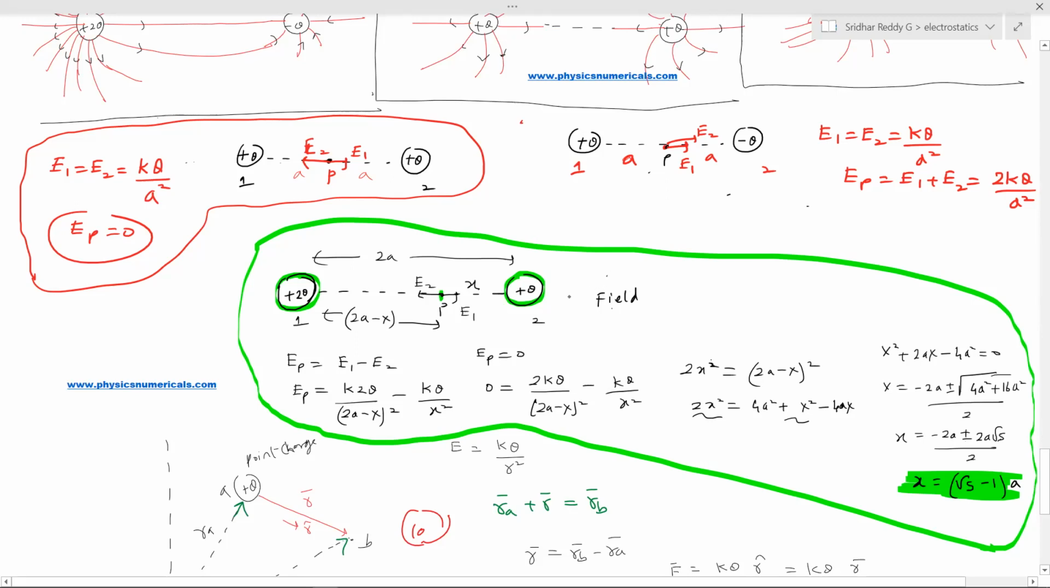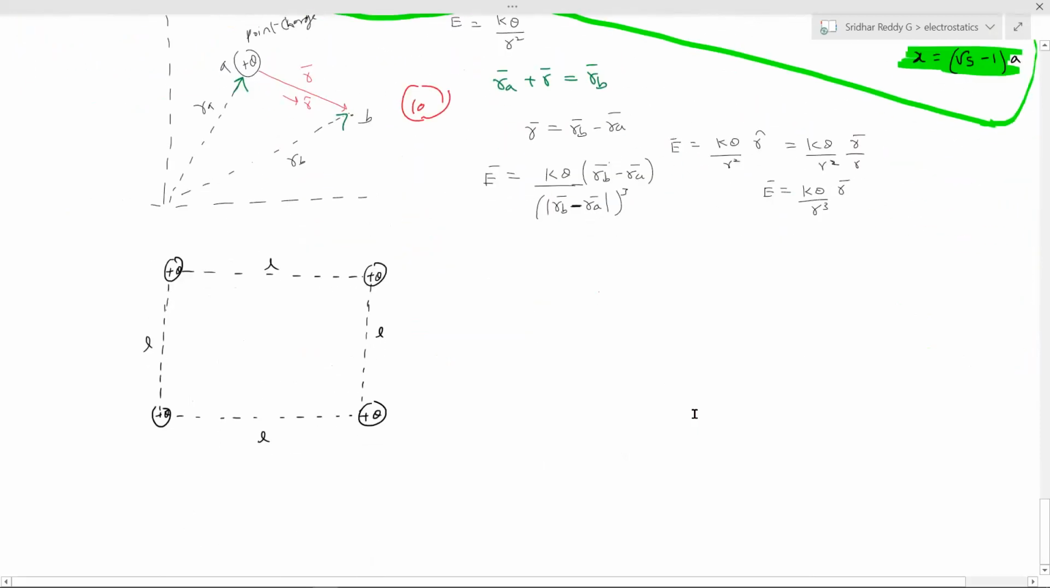Net field will be 0 in between, on the line joining the point charges. Only there can the field be 0. If you take plus 2q and minus q, check it, it will not be in between, it will be external. Okay, we'll explore that condition also. Let me explore that also.